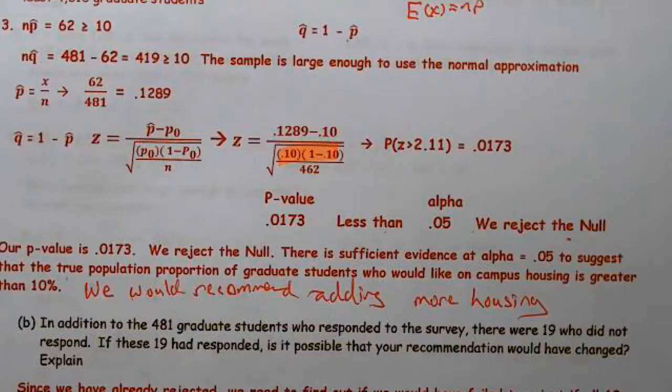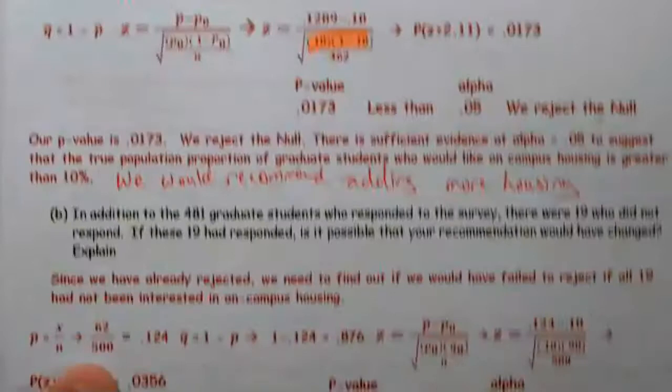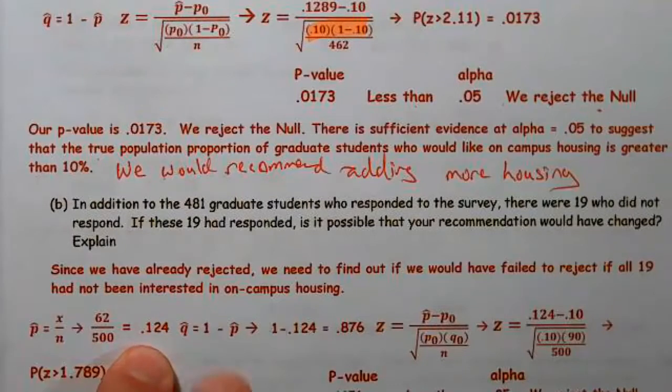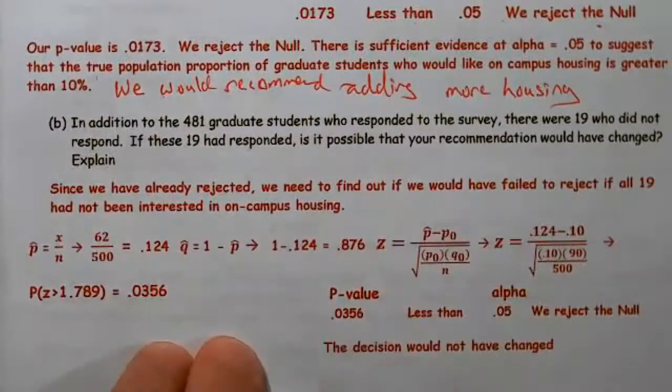So to do that, I'm not going to add to the 62. I'm just going to add the 19 to the 481, and I get 500, and I now get 0.124. I run the same test, and I'm going to go ahead and run that real quickly.